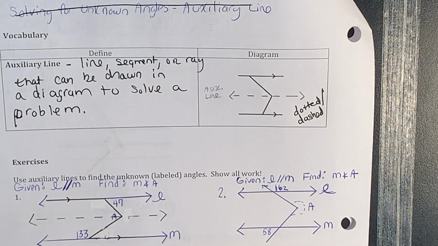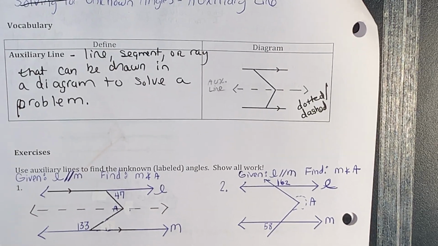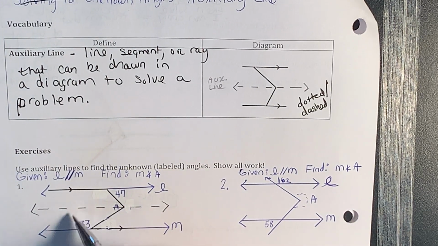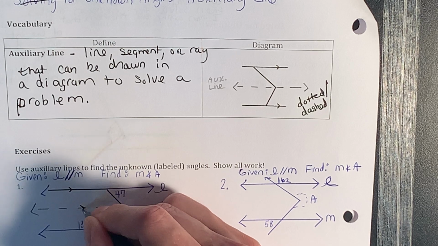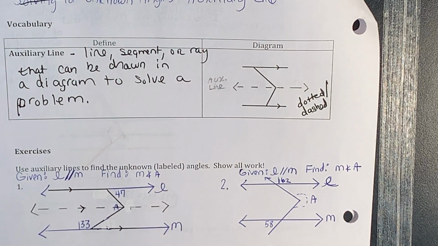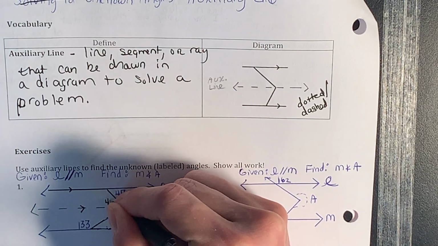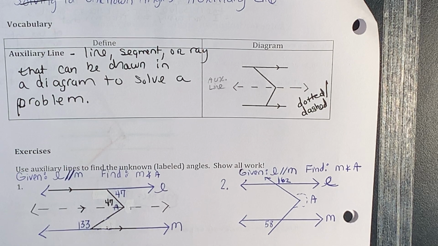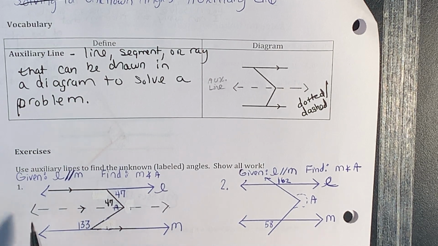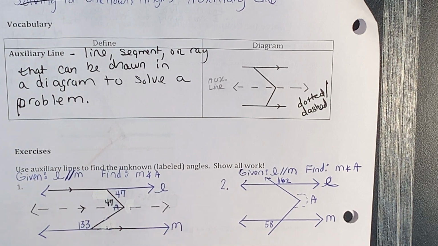So we're going to follow basically the same process that we did on the front page. And now we have 3 parallel lines, so you can put an arrow on the auxiliary to denote that it's parallel to the other 2. We're going to start with alternate interior. So if you look at the top 2 parallel lines, you have 47 here. It's alternate interior with this guy, so that has to be 47. And look at the bottom 2 parallel lines and this transversal. We have another pair of alternate interior.